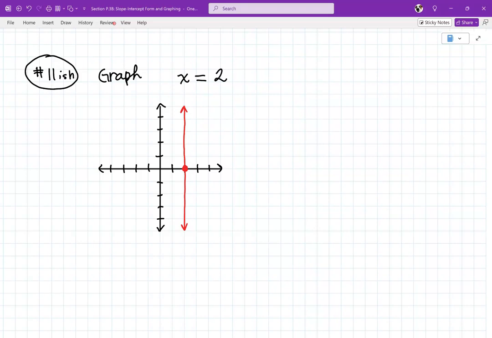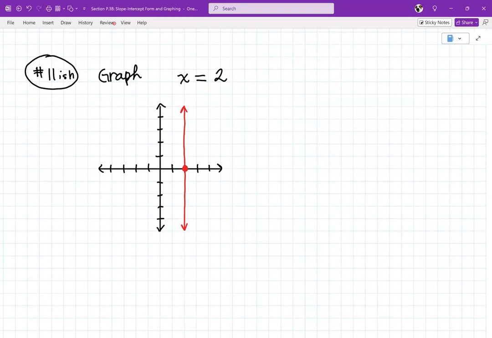Because there's only one variable, it's only going to move in one orientation, up or down or left and right. So x equals 2. I put my dot there. Then I look at the tick marks for my hint. All the tick marks look like this. They're up and down. So that means that line has to go up and down.